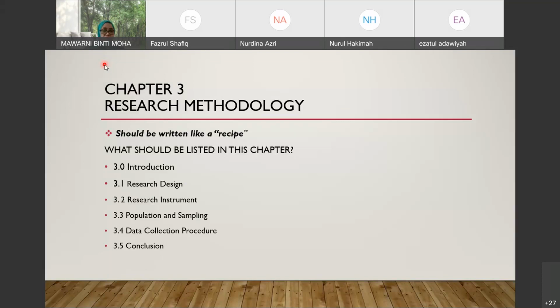All right, so I think we just go on to chapter 3. Chapter 3 is actually very important, right? It's interesting. If you have gone through what I mentioned earlier, you really understand your variables, you know what you want to do, you already found your target group, your population, your samples, and you have the instruments. No problem in chapter 3, because chapter 3 is just like restating and explaining to people what you do. So what you should have listed in chapter 3 are the introduction, research design, instruments, population and sampling, data collection procedures, and the conclusion.